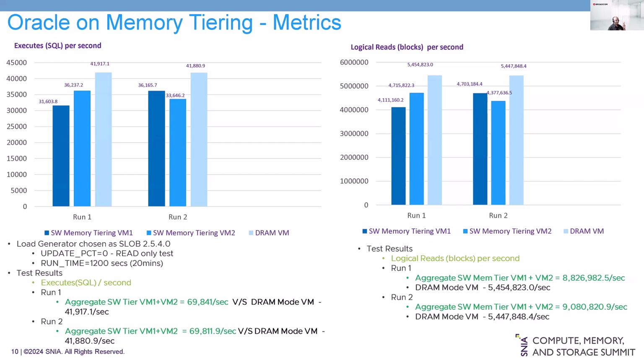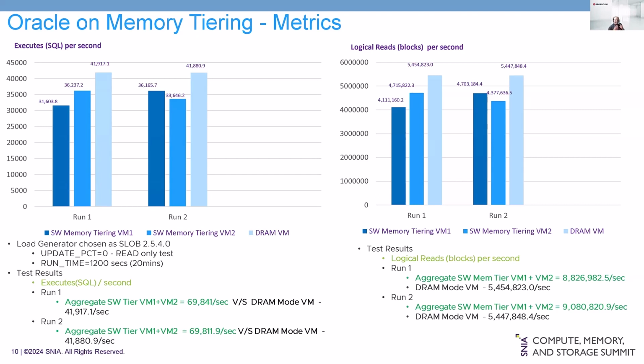And of those runs, we looked at two metrics: the execute SQL per second and the logical read blocks per second. Now, looking at the execute SQL per second, we can see that the aggregate virtual machine metric, which essentially is VM1 and VM2, was close to around 69,000 per second as compared to the DRAM-only virtual machine, which was 41,000 per second. The execute SQL per second is the metric that any database uses to indicate its throughput, its workload performance, which means how many SQLs are executed during that workload time period. That's what the exec SQL metric actually means.